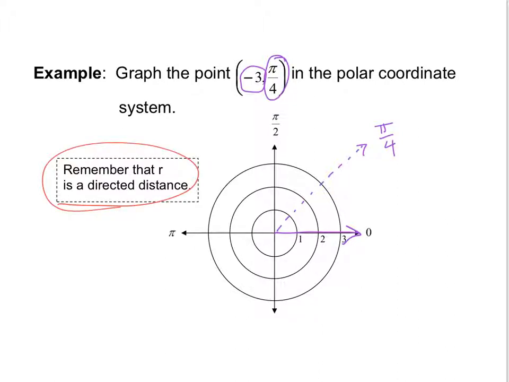is a directed distance, which means if r is negative, you take a look at your angle, in this case pi over 4, and you shoot the opposite direction, and then look at your number 3. The absolute value of this is 3, so I need to go 3 units, but notice that I went in the opposite direction that my angle pi over 4 would have dictated.